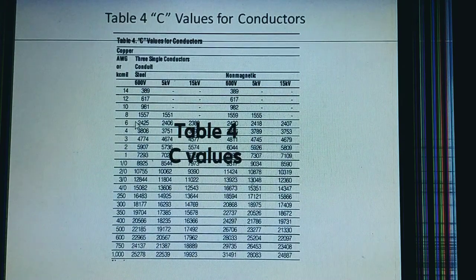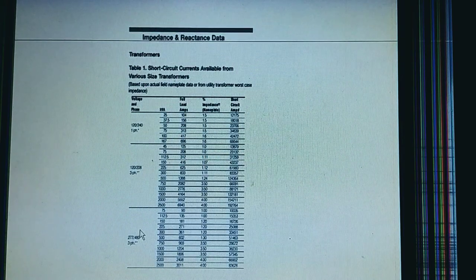Okay, this is the table for the conductor. So we have this 5,000, the 22,185. And this one is quite a little bit cannot be read, but the value here is 1.6 for the 167. If you have this impedance and reactance chart table, you can see this one. That's the reason why it's slightly different, because of the voltage fluctuation.